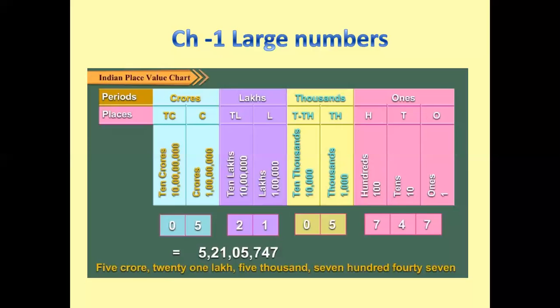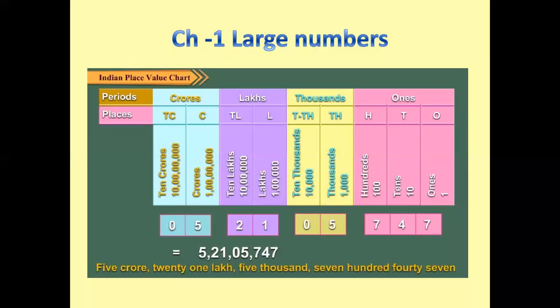5,21,05,747. Now in the Indian system, we put commas as 3, 2, 2. It means starting from the right side, we will count 3 digits. That is 747. Then put a comma. Then again 2 digits. Then put a comma. Then again 2 digits. So this way we will put the commas in the Indian place value system.